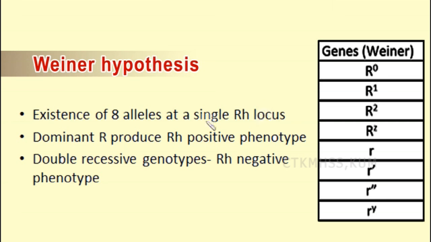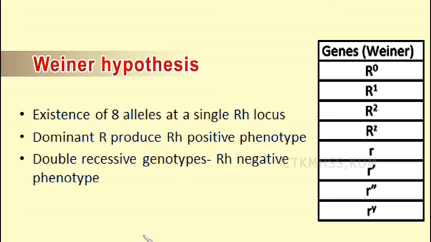So there they said 3 loci, but Wiener said 8 alleles are present at a single locus. So dominant R produces the RH positive phenotype, whereas the double recessive genotype, that is smaller r, will denote the RH negative phenotype. So according to Wiener, 8 alleles are there and all these are present in the same locus. There 3 loci, here the same locus. So what determines the RH positive phenotype is capital R, whereas double recessive smaller r will indicate the negative phenotype.